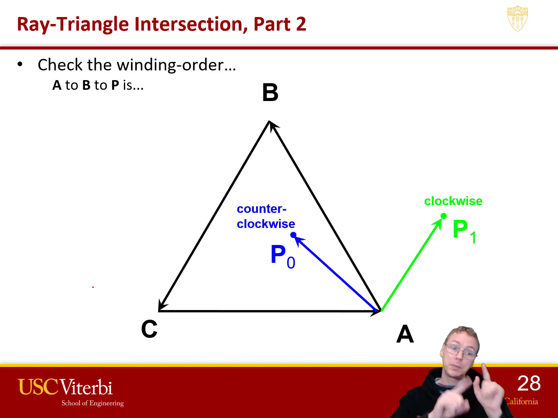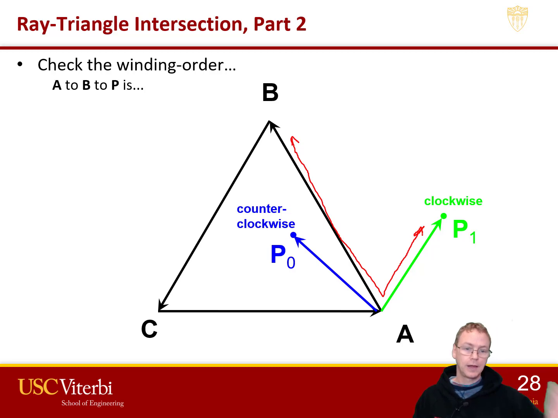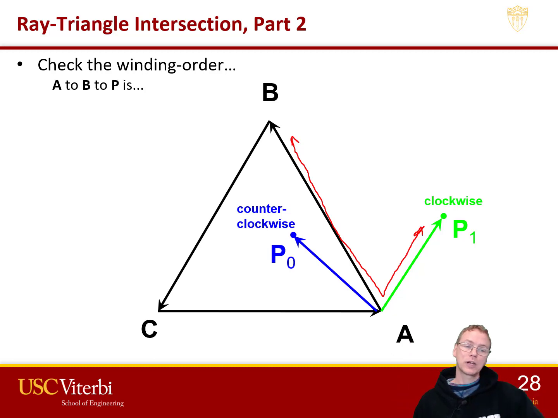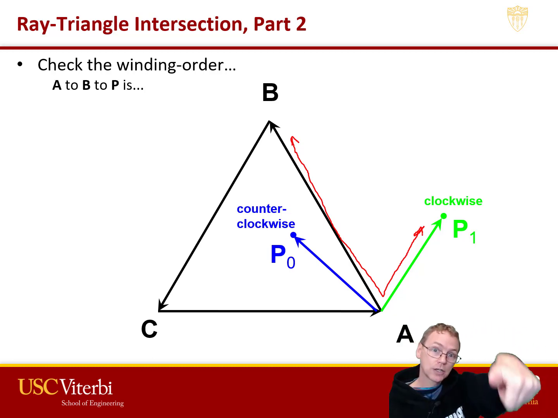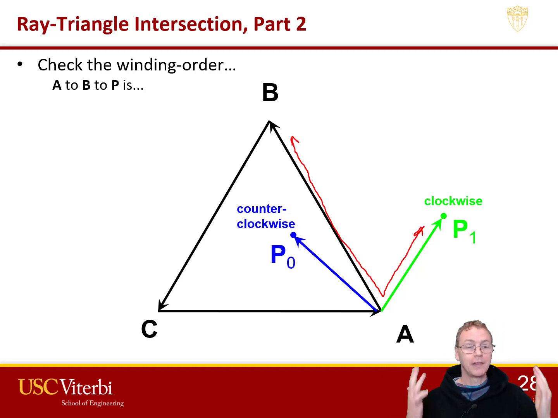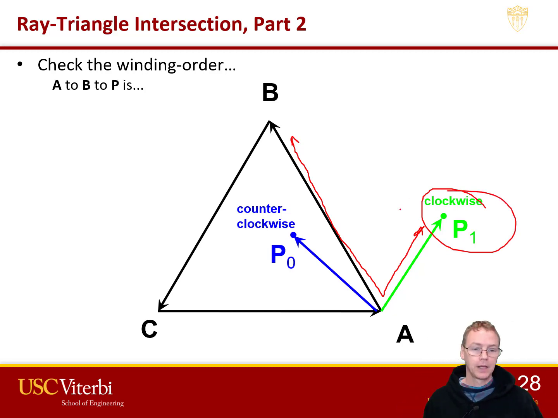But what happens with P1? Let's take a look. AB crossed with AP1. AB crossed with AP1 is not facing the same direction. It's facing the opposite direction to the way everything else faces. And therefore, I now know that point P1 is outside the triangle. So let's take a look at the math for this.